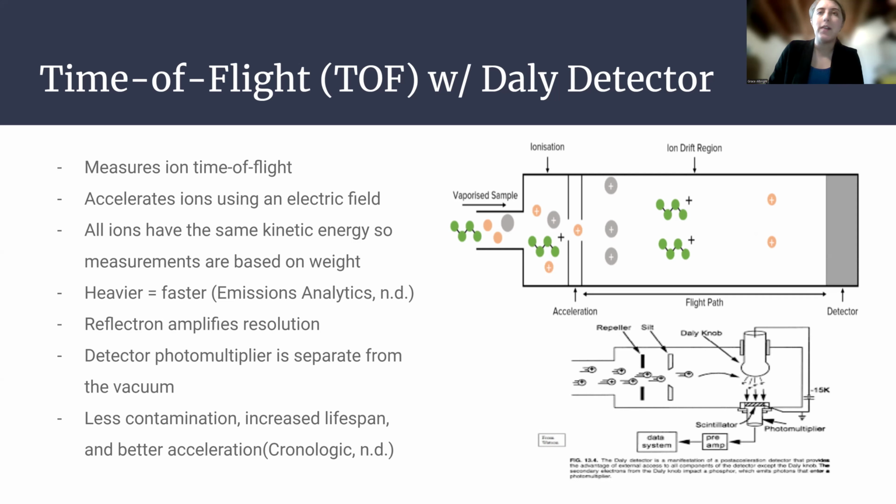Now, what's interesting about the Daly detector is that the photomultiplier is actually kept separate from the vacuum. This is what's going to preserve the lifespan of the instrument. It's also going to lead to less contamination and better acceleration according to Chronologic. With that, also, the Daly detector is great for detecting multiple ions at the same time, unlike the specificity of the quadrupole detector.